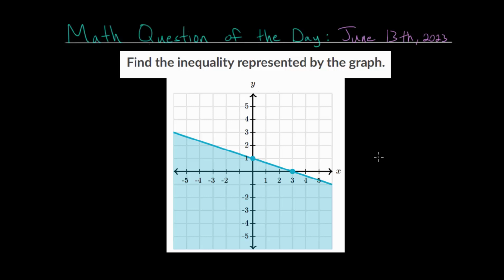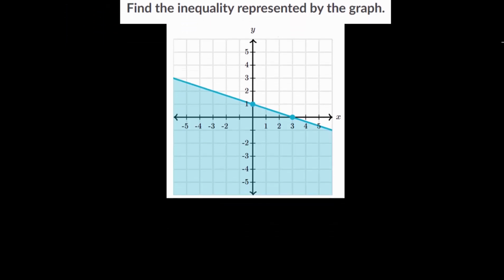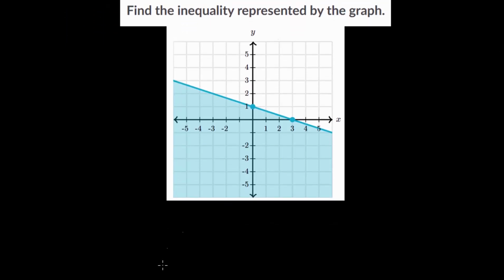So at this point, go ahead and pause the video, see if you can work through this on your own. And when you're ready, unpause the video and we can go through this together. Now, assuming that you have attempted the problem, let's start working through this.